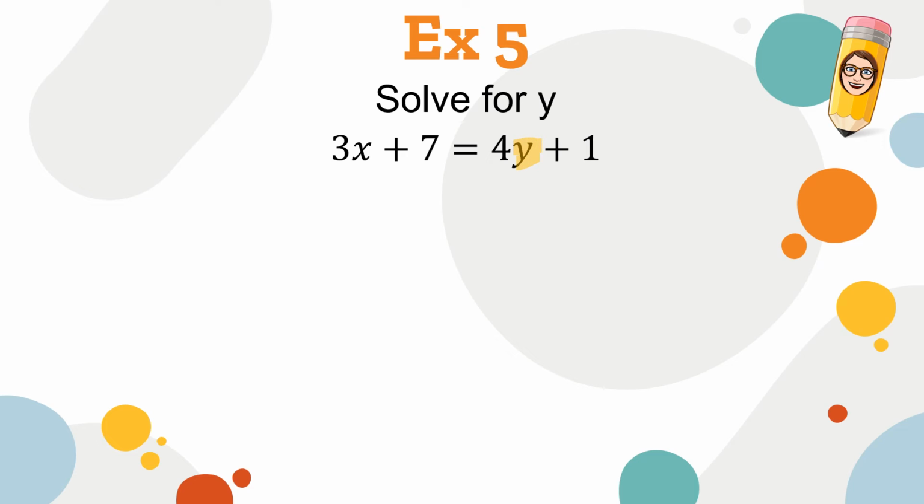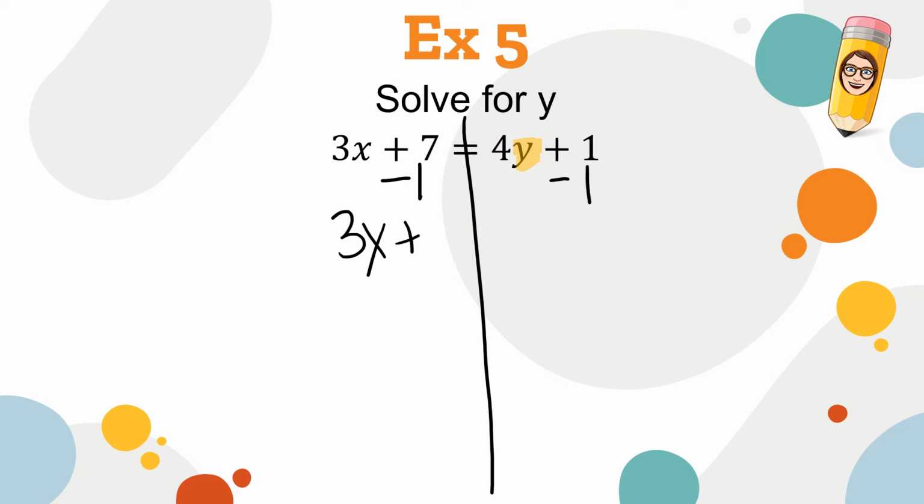Example 5, we're going to solve for y first. So I'm going to draw my line. Instead of +1, we're going to -1. Now where should I write it? Right on that left side, we write it under the 7. We can actually subtract. We have like terms. So the 3x falls down. 7 minus 1 is 6. The 4y falls down.